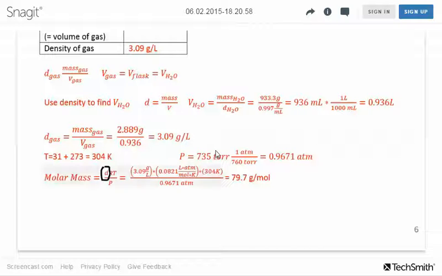And now the real problem is to find the molar mass. So now I have density, I have R, I have T, and I can just divide by P. So I plug all that in. Density times R times T divided by P, and that gives you that.